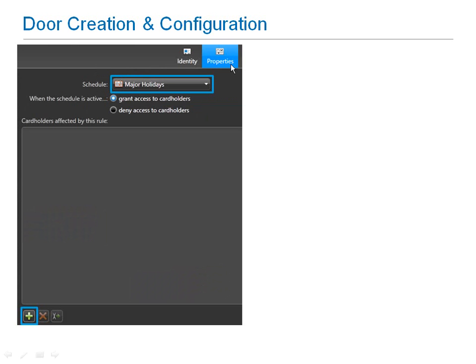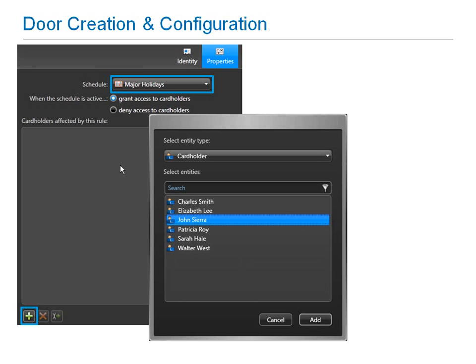As we mentioned, there are three main components to an access rule: when, who, and where. We just set up the when component when creating the rule, but as I mentioned, you can always change that from the schedule drop-down menu right here. Now let's take care of the who and select which cardholders and groups are affected by this access rule. Under the cardholder list, click on the Add Entity sign and you can select cardholders. You can also change the entity type to select cardholder groups.